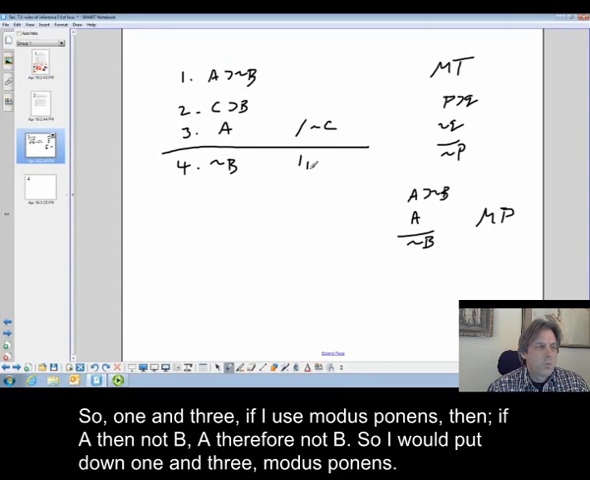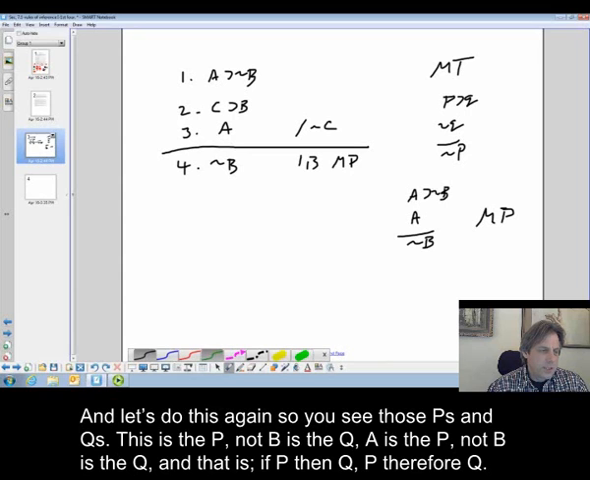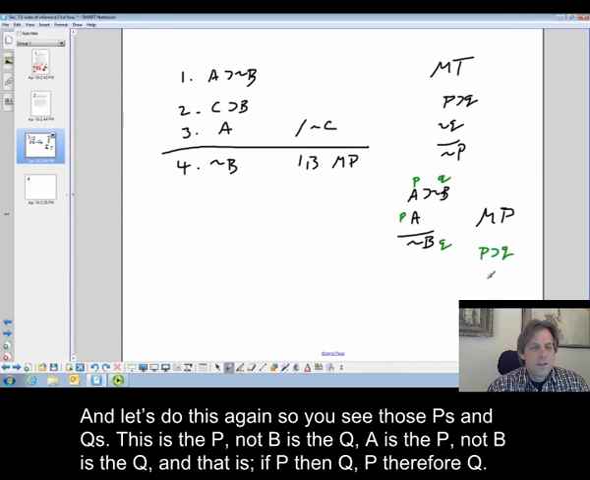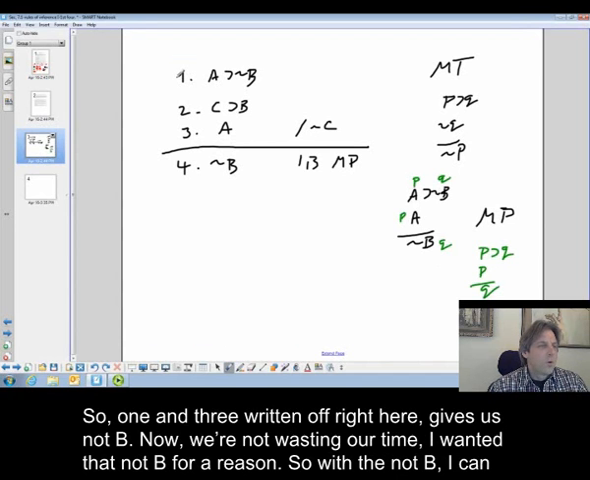So I would put down 1 and 3 modus ponens, and let's do this again so you see those P's and Q's. This is the P. Not B is the Q. A is the P, not B is the Q. And that is, if P then Q, P therefore Q. So 1 and 3 written off right here gives us not B.